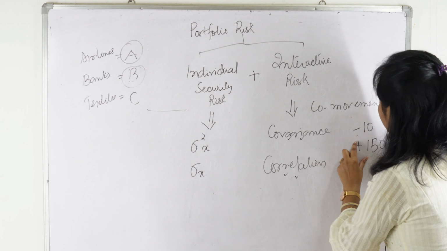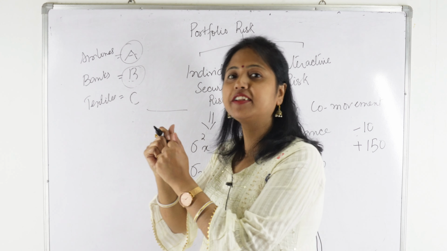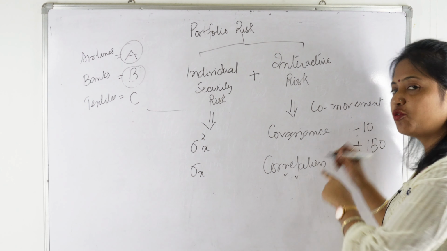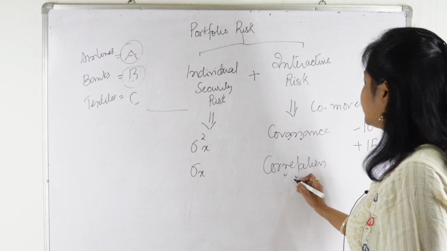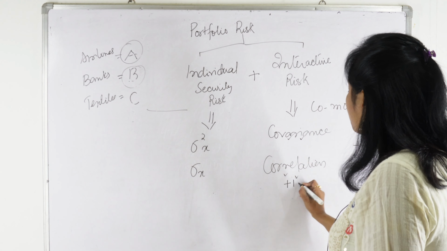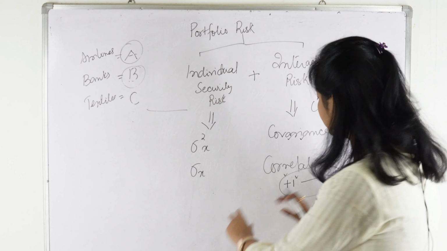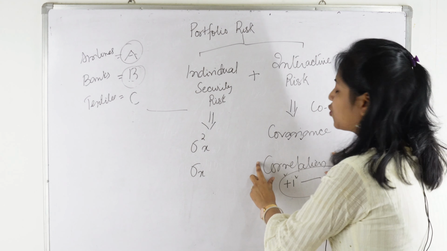So if they are absolute numbers, I cannot see the strength of their co-movement, how strongly they are moving together. So in order to know the direction as well as the strength, I make use of correlation, because it is standardized in the sense that there is +1 and -1 and the value ranges between these two. So I standardize the covariance by making use of correlation.